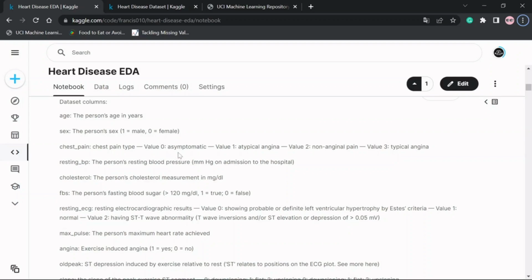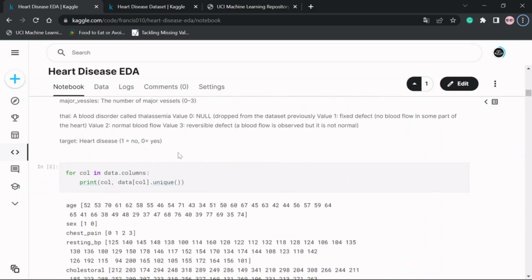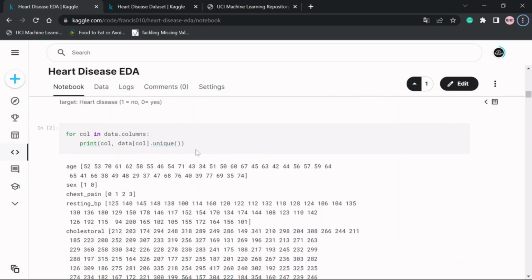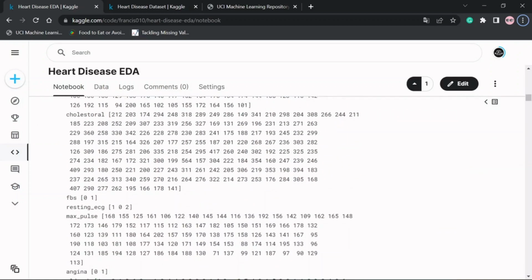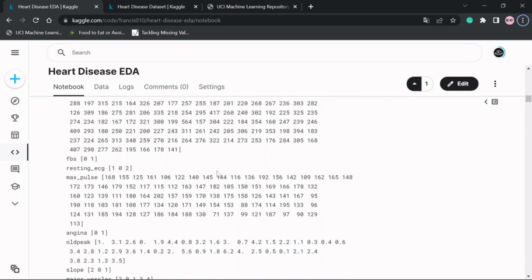Moving on to the next cell, I wanted to check what all unique values the columns are having, so I printed them using a for loop. As it was a very small dataset of around 1000 rows, it was not a big deal, but had it been a very huge dataset of millions of rows, printing the unique values wouldn't help that much. These unique values also helped me determine which plot to choose for a particular attribute.